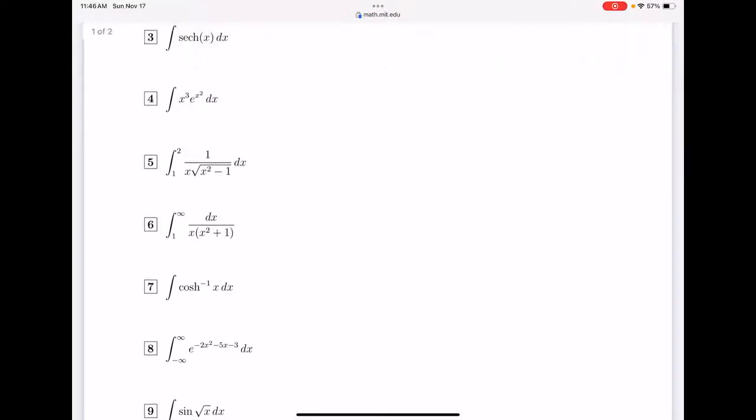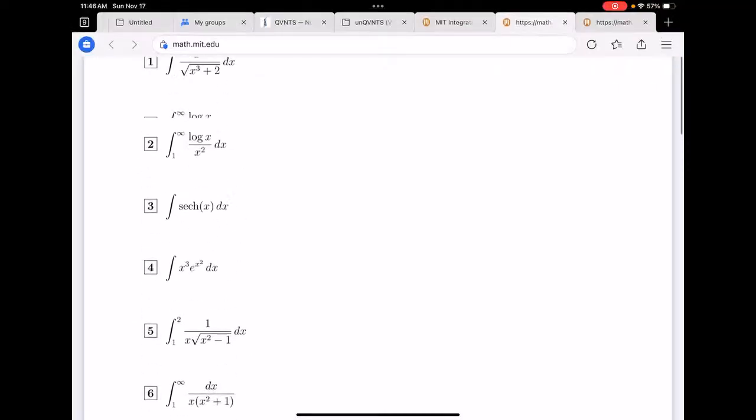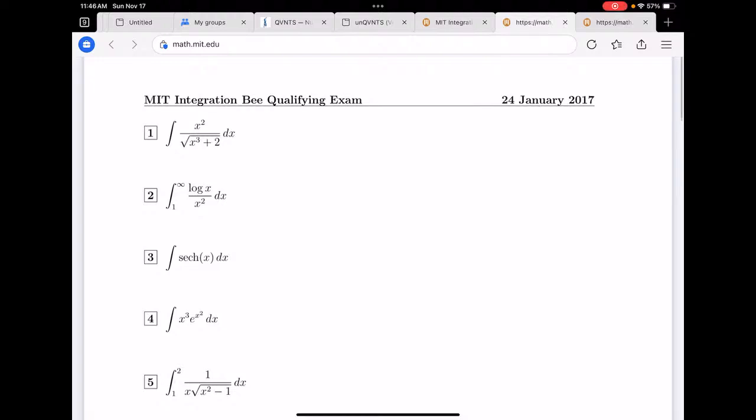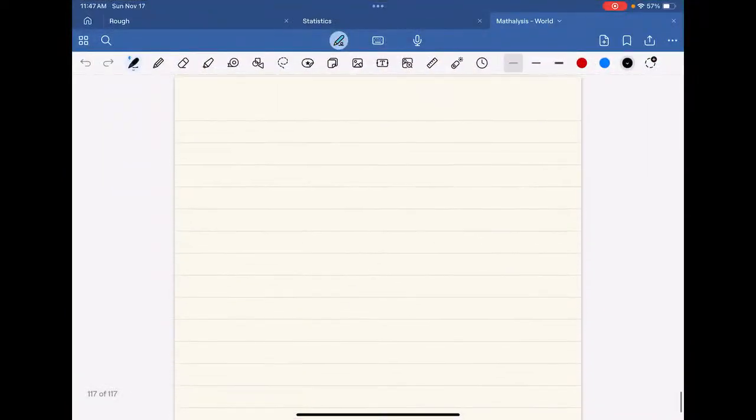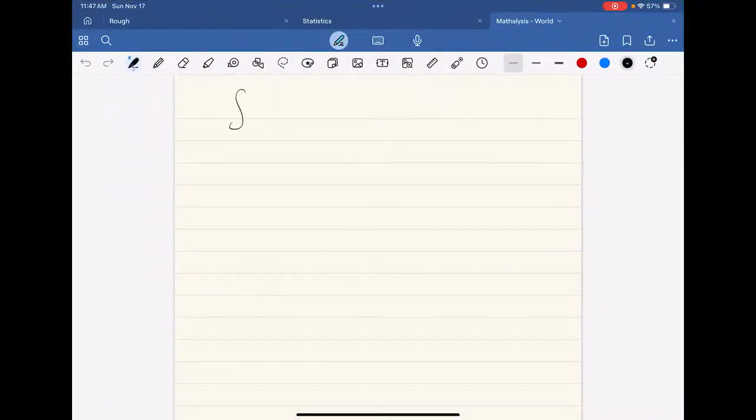Okay, so let us begin. Our first problem is the integral of x squared divided by the square root of x cubed plus 2 dx, right? Okay guys, now how do we solve this one?